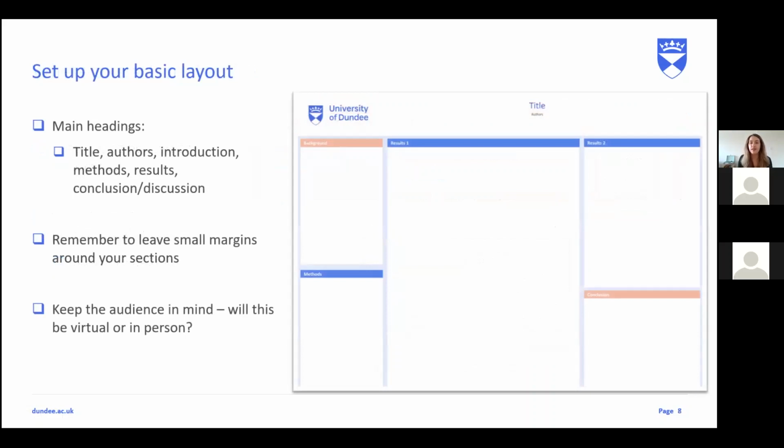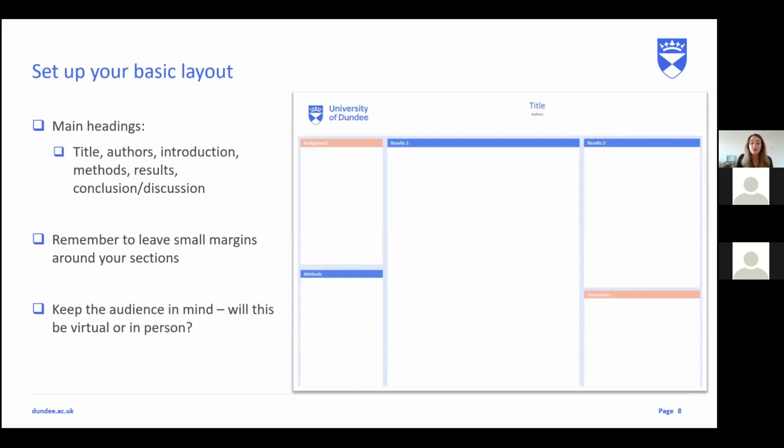So now you have this big, large A1 sheet of paper, and this can be a little bit daunting. I'd really recommend, first of all, filling in your main headings. So this would be your title, authors, introduction, methods, results, conclusion, and discussion, and separate these into boxes. You don't need to worry too much at this stage about formatting. It's just to make sure that you're going to remember to include all the information you need on your poster.